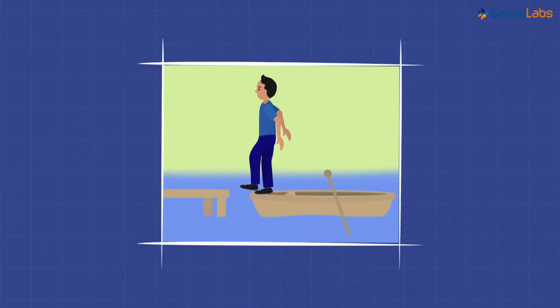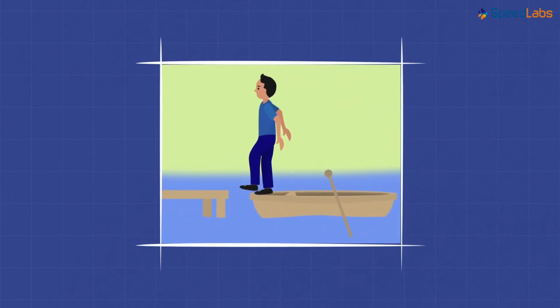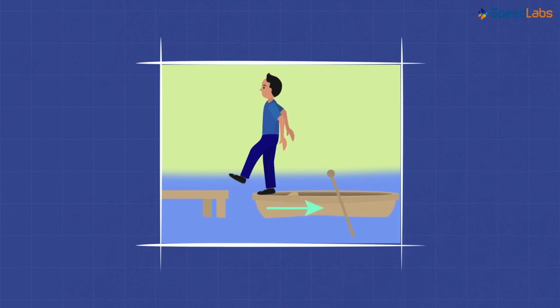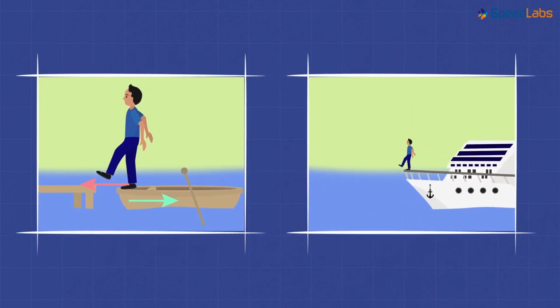If you're in a boat and step out of it onto the land, there are two forces involved. You pushing the boat backward and the boat pushing you forward. And that's why you see the boat go backward when you go forward. Now let's say a sailor jumps off a huge ship. The sailor does apply a force on the ship and the ship also applies a force on the sailor. But do you think the ship will accelerate as much as the sailor? Not really, and I think you know why.